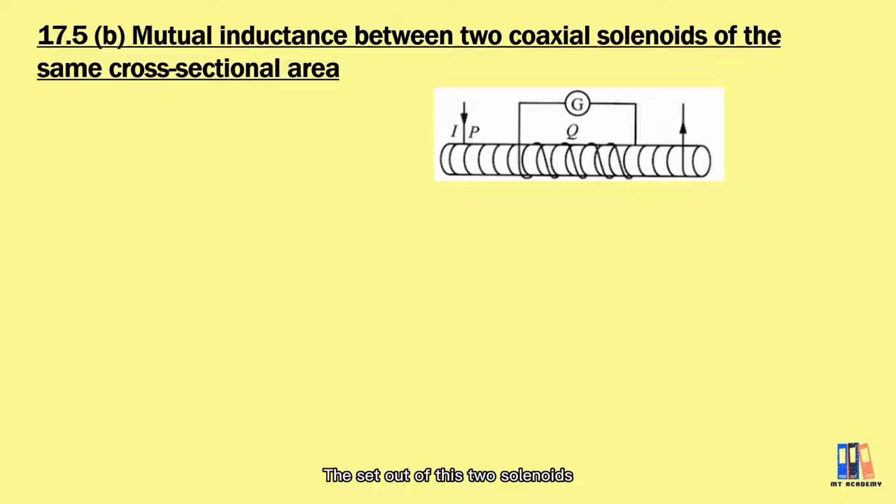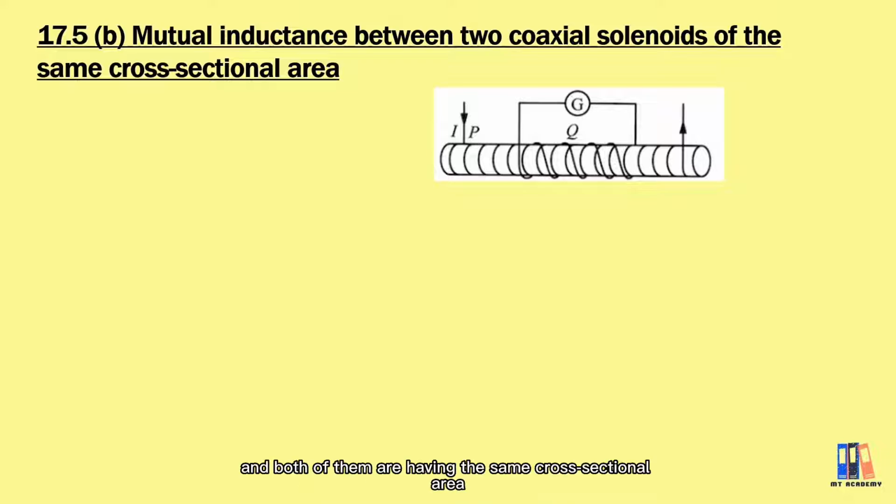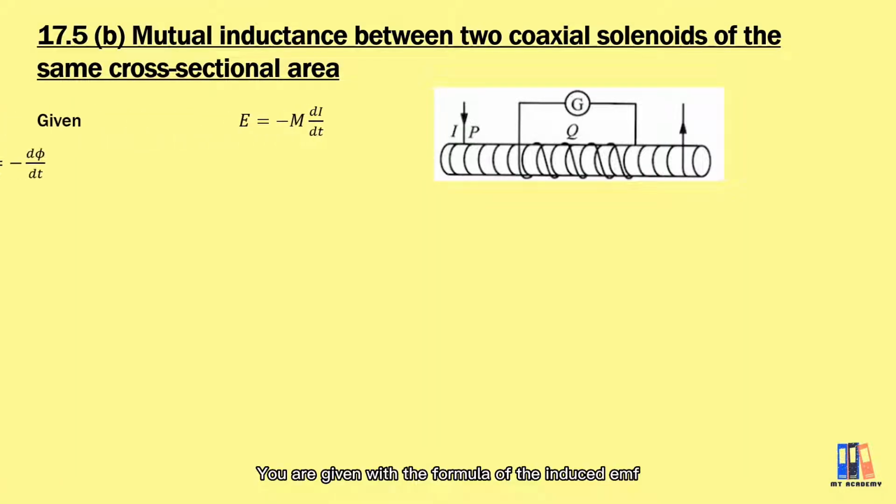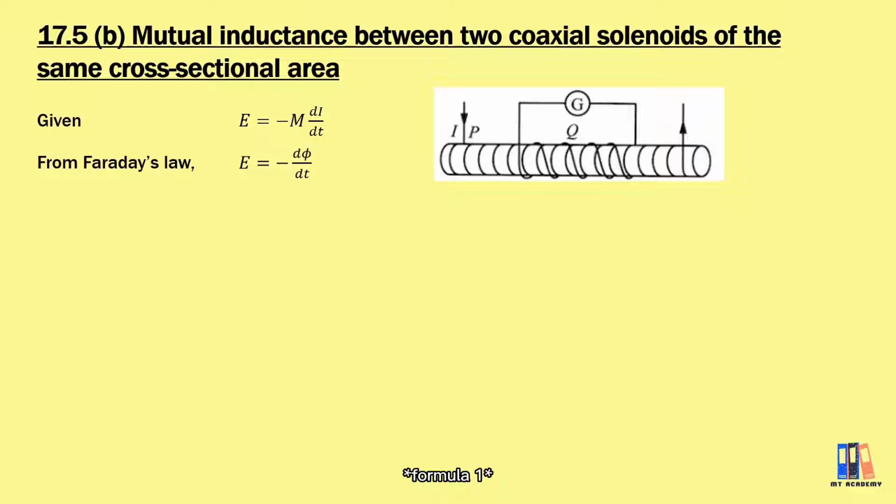Now we're going to derive the mutual inductance between two coaxial solenoids of the same cross-sectional area. The setup of these two solenoids looks like this picture. You can see that the centers of both solenoids are aligned and both of them have the same cross-sectional area. You are given the formula of the induced EMF equal to negative M multiplied by the rate of change of current. And from Faraday's law, we also learned that the induced EMF is equal to the negative of the rate of change of magnetic flux.